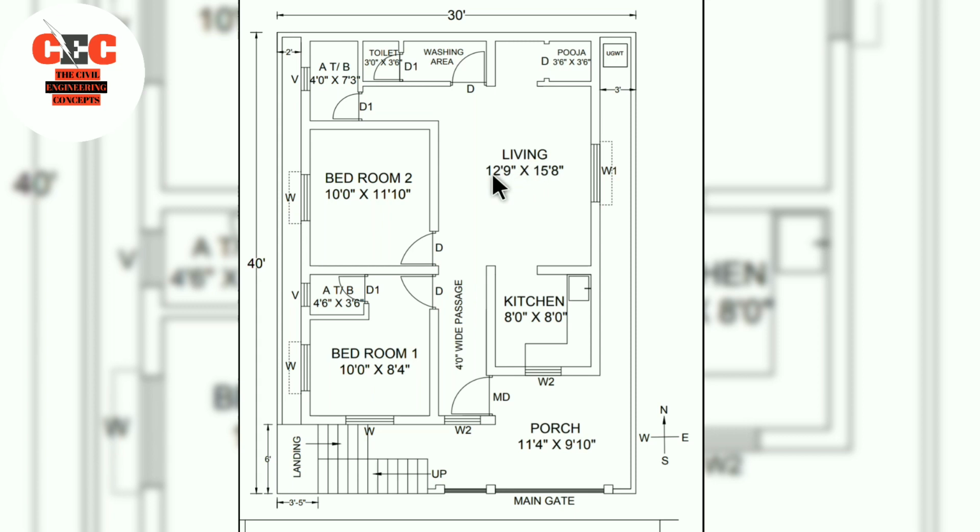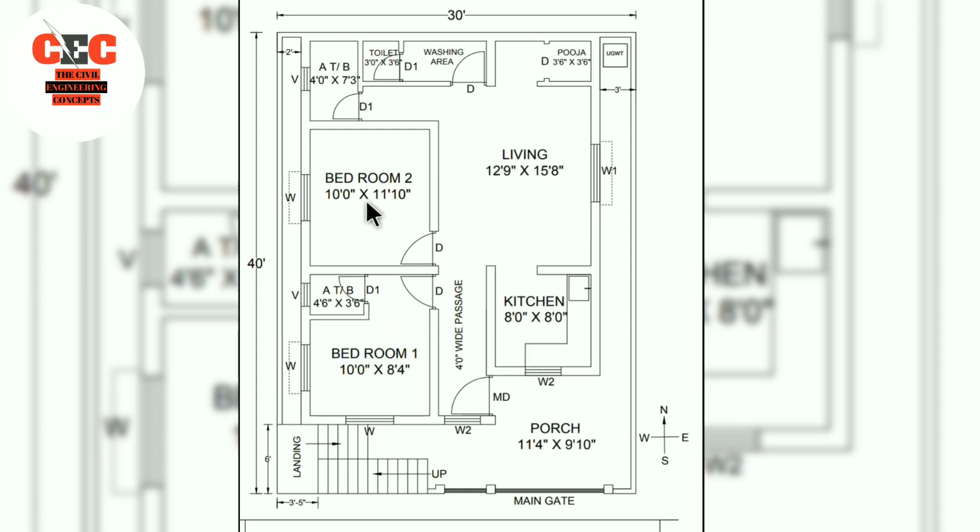Coming to the living room, the size of the living room is 12 feet 9 inch by 15 feet 8 inch, which is quite spacious. And here you can provide a TV cabinet, and here you can provide a small dining table and use it as a dining area. Now coming to the kitchen, the size of the kitchen is 8 feet by 8 feet, and here you can provide a sink for washing utensils, and here you can place a refrigerator.